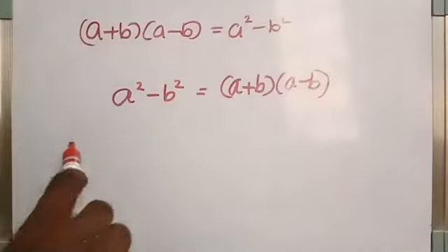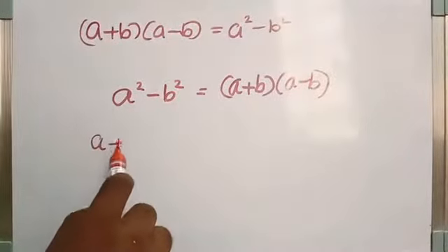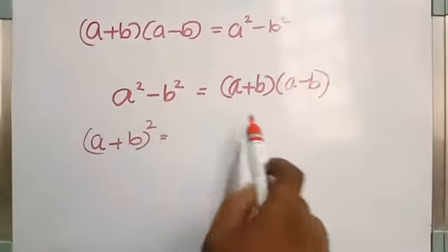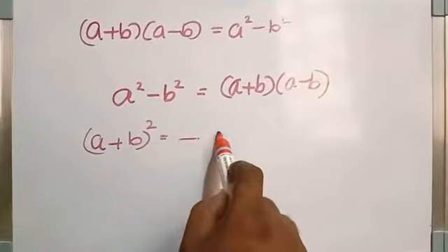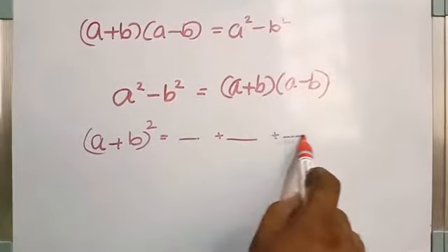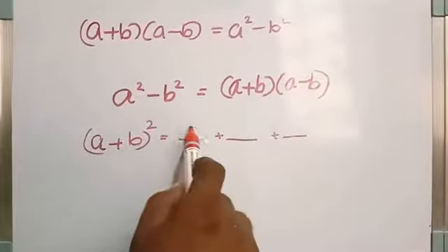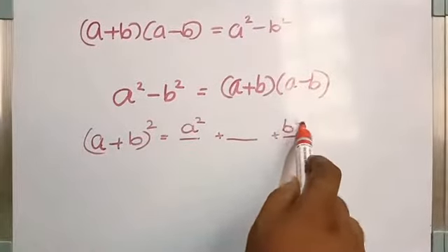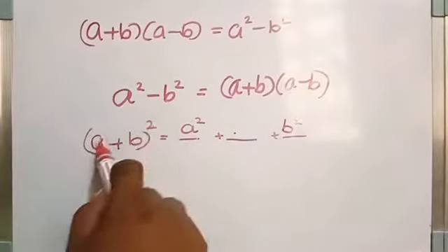Like you have learned about (a plus b) the whole squared, there you know there are three terms. First term is the square of the first term, last term is the square of the last term, and the middle term is 2ab.